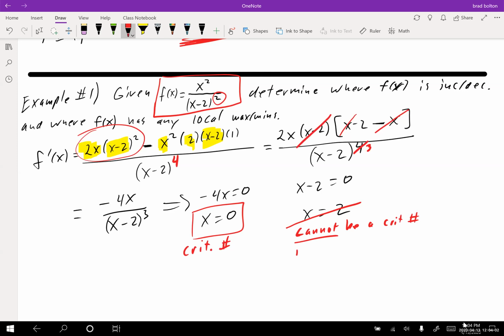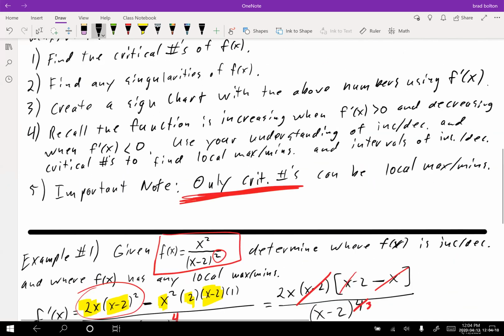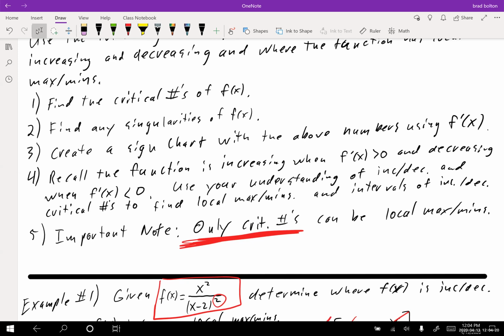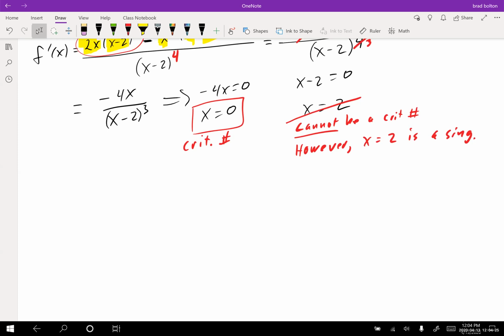However, x equals 2 is a singularity, right? So we're still going to use it, but it's just not a critical number, okay? So remember, that's why you got to go back up here and remember, okay, I found the critical numbers. I also need to find the singularities. Now I'm going to create a sign chart. And again, it's not about memorizing those 4 or 5 steps. It's about incorporating them into a procedure that you know how to do when somebody asks you for intervals of increasing and decreasing and local mins and maxes.